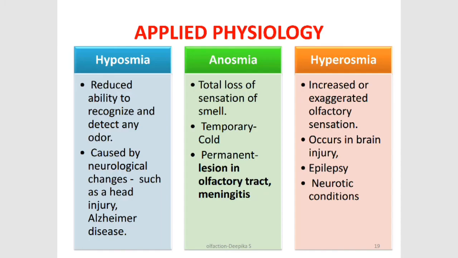Coming to the applied aspect of olfaction: hyposmia is a reduced ability to recognize and detect any odor, caused due to head injury or Alzheimer's disease. Anosmia is a condition where there is total loss of the sensation of smell. Temporary loss is caused because of a cold, and permanent loss is caused because of lesions in the olfactory tract or meningitis. Another condition is hyperosmia.